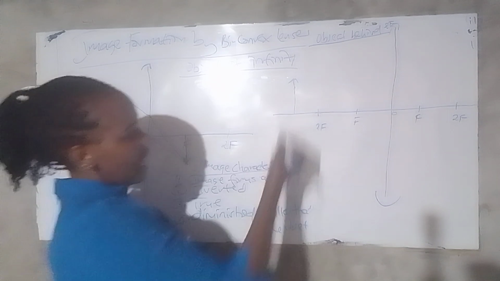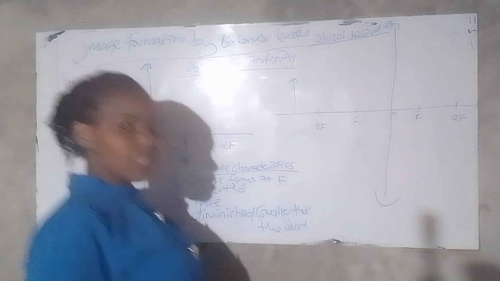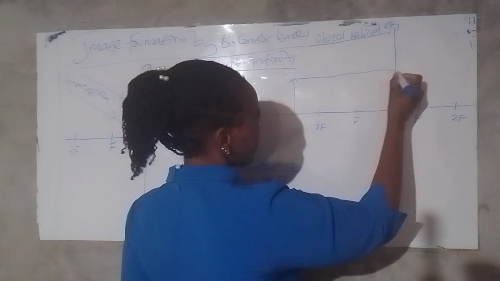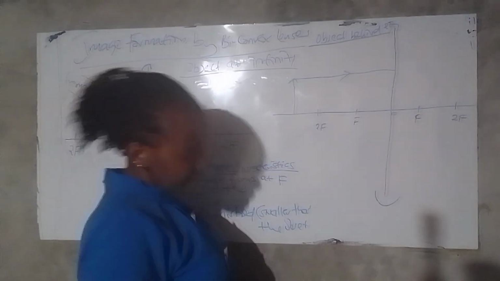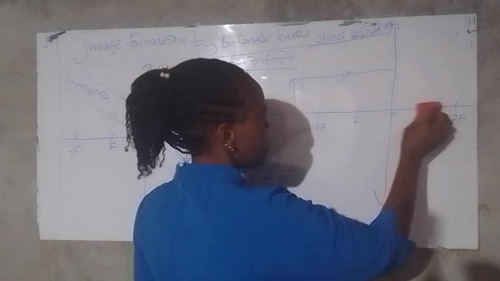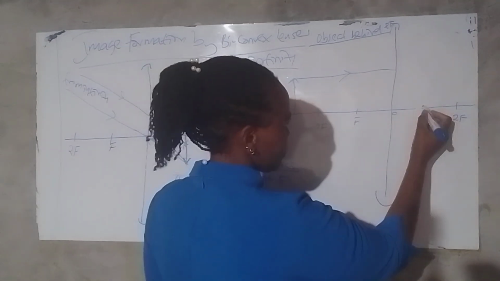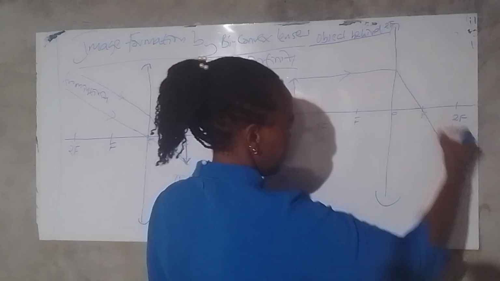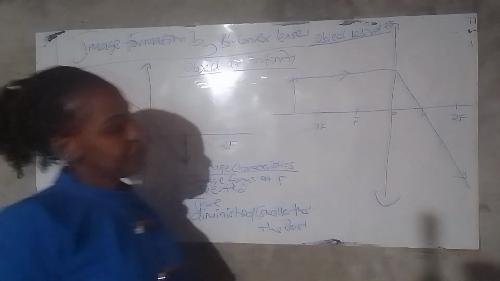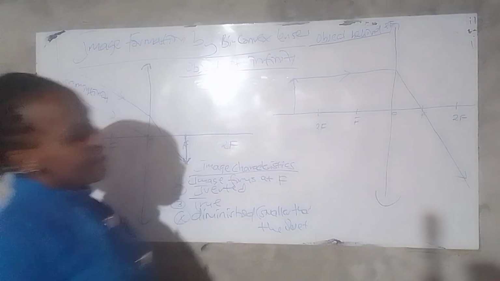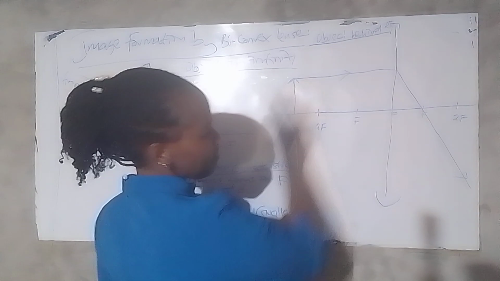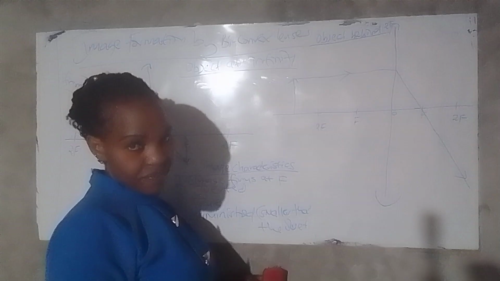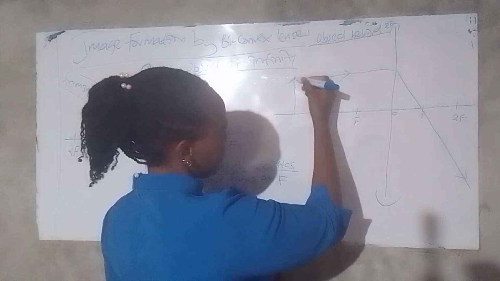So rule number one, a ray that is coming from the tip of the object parallel to the principal axis, like that. Now that ray is going to be refracted through the principal focus, like that. Okay? Hope you remember that rule. The other rule is any ray that is coming from the tip of the object to pass through the optical center should pass undeviated. So this ray should come from here.